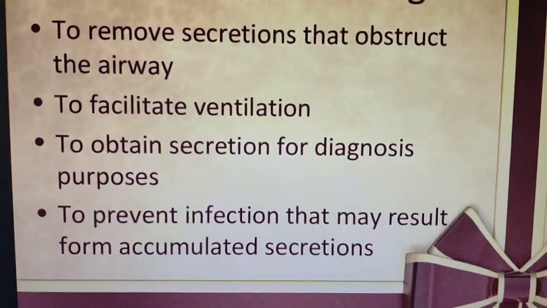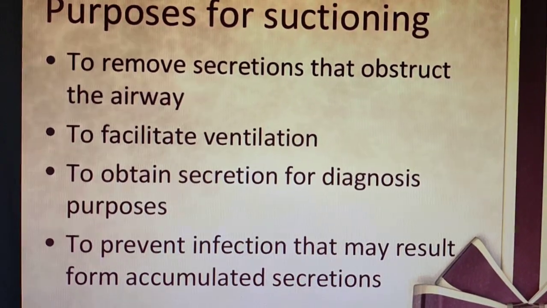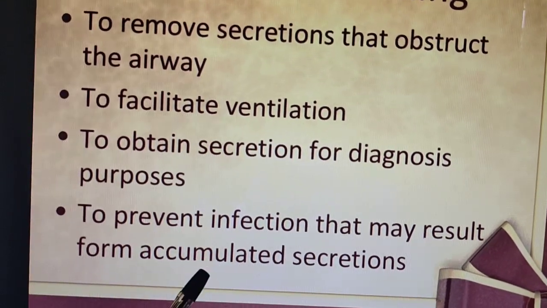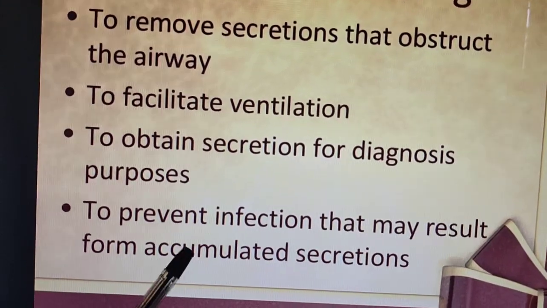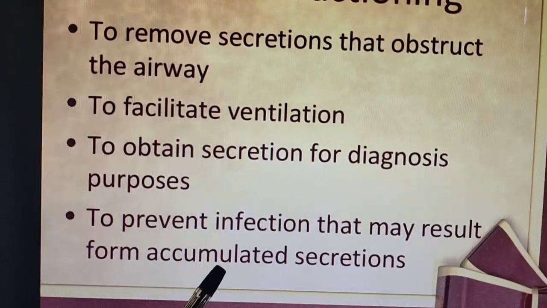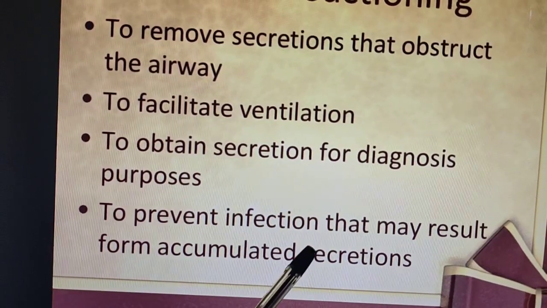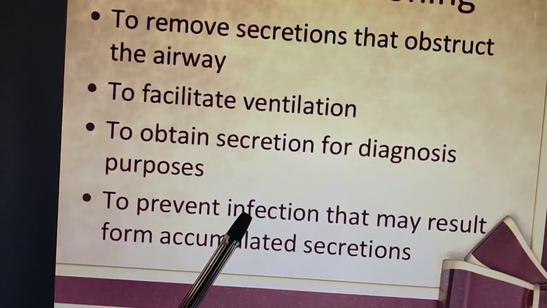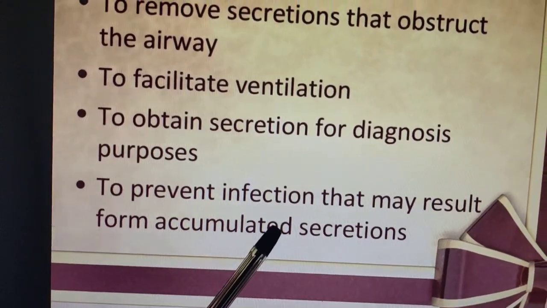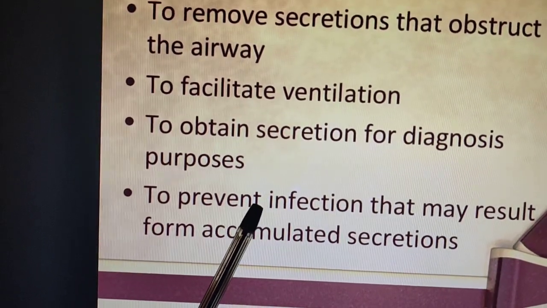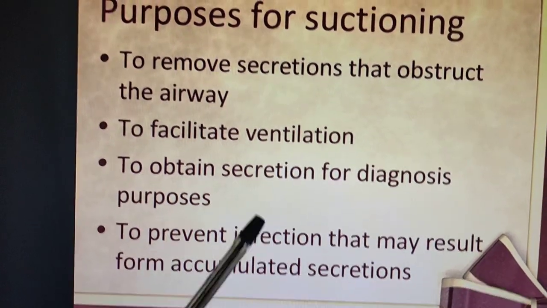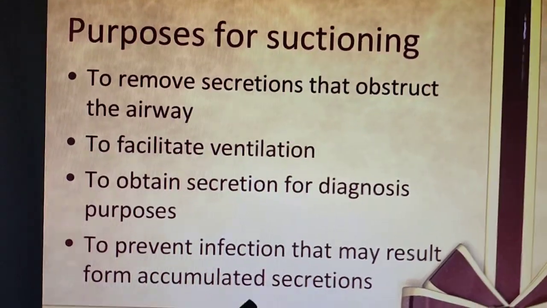Then, to prevent infections that may result from accumulated secretions. What happens if the secretions keep on settling or accumulating in the trachea or in the airway tract? The accumulated secretions lead to infection. Clear what I'm telling? The secretions are collected in the pharynx or in the trachea, the patient is unable to cough, and the collected secretions are a source of infection. To prevent this infection, what do we have to do? We have to do this suctioning.